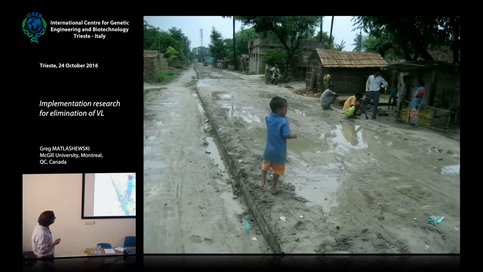This again is Bihar. This is the rainy season during the monsoon, and of course you can see it's very wet there for 3 months of the year, and this is very good for the sand flies that like to breed in these areas. There's a lot of warmth, a lot of moisture, a lot of humidity. It's a perfect area for breeding of sand flies. So that's one of the major challenges in this area.